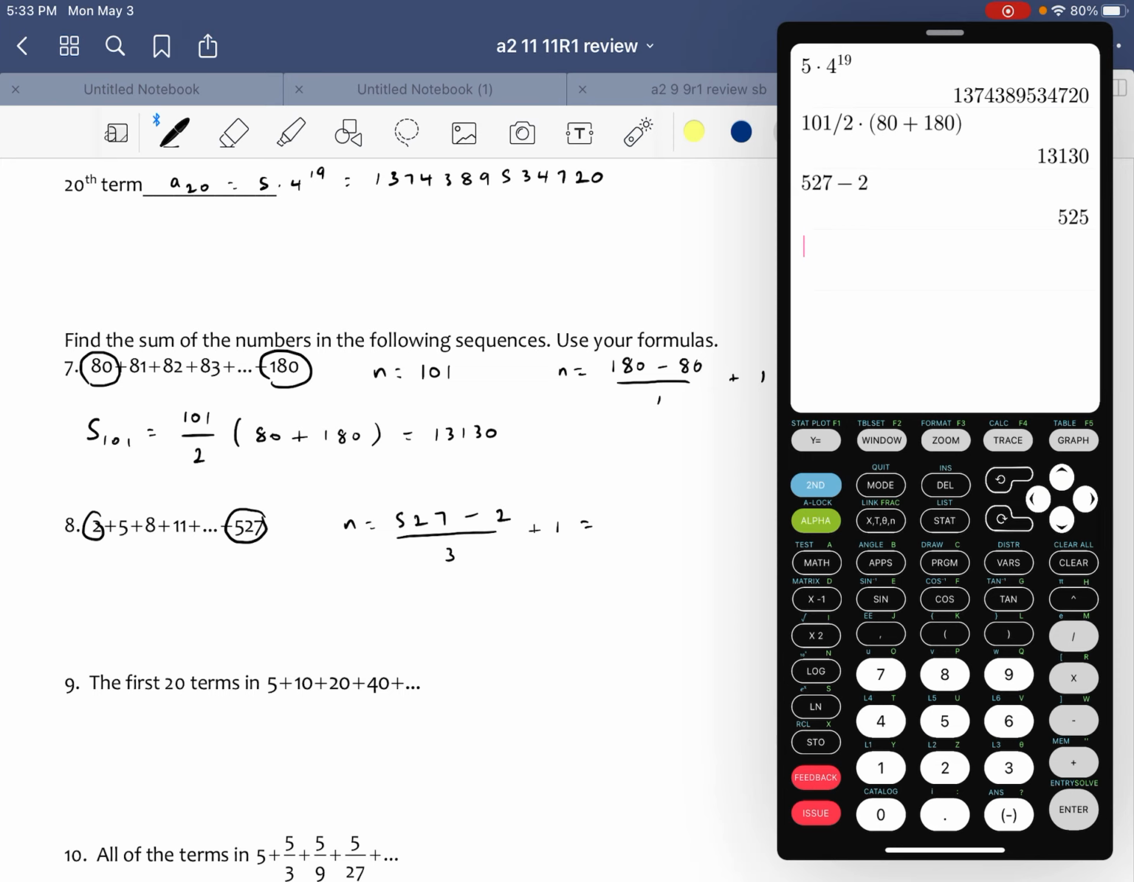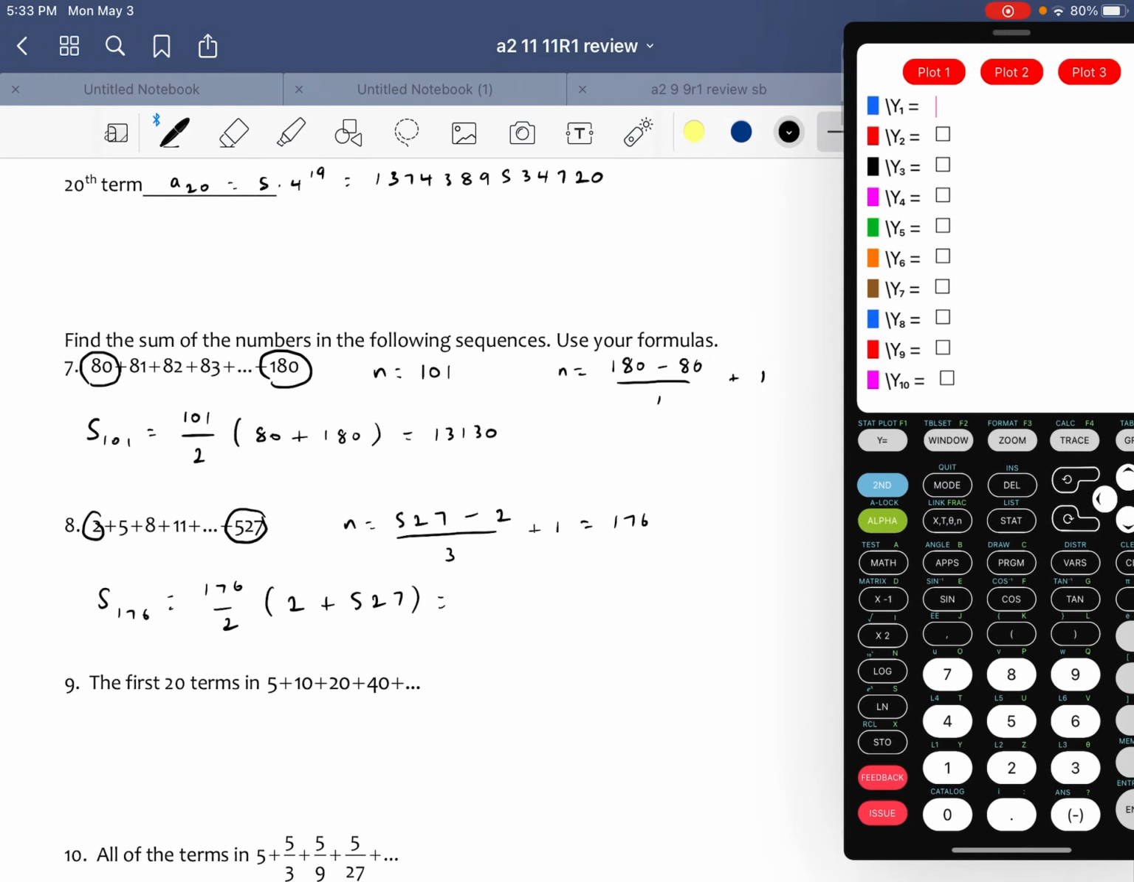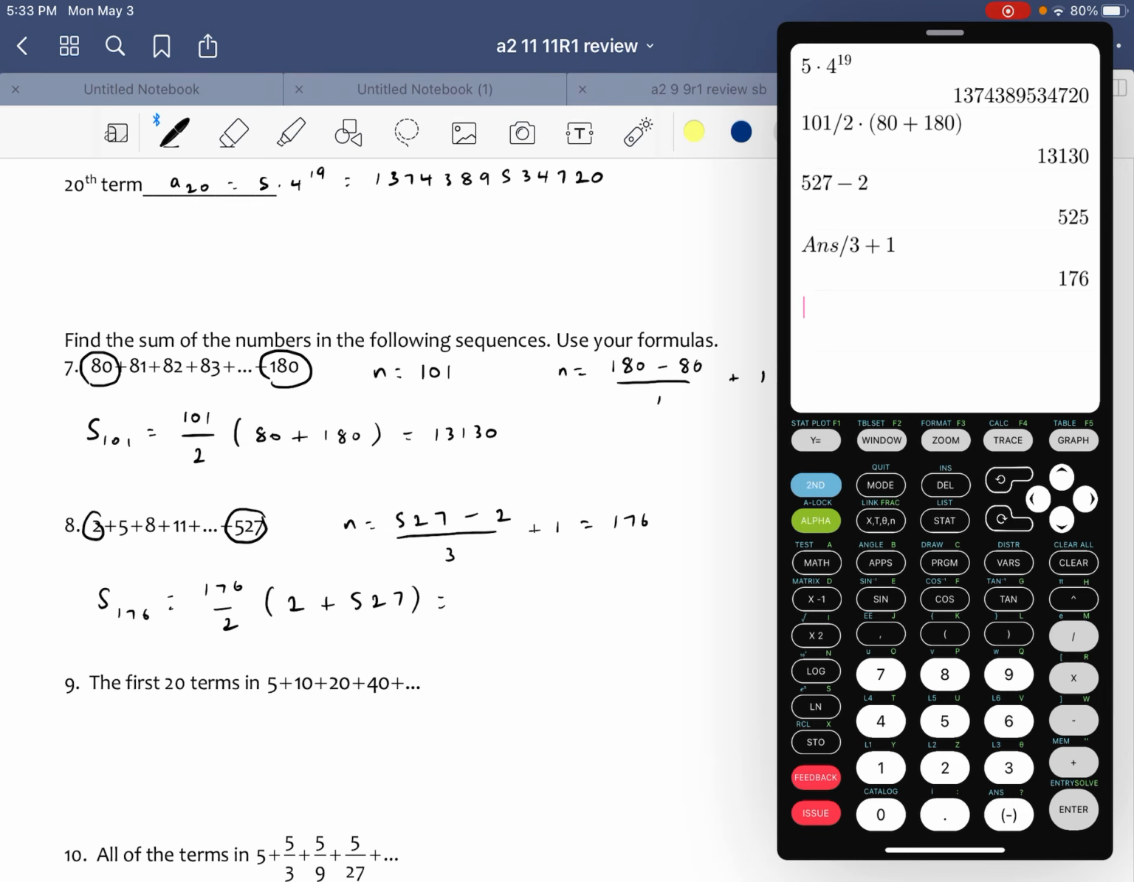527, take away 2. I'll divide that by 3, and then I'll add 1 to that. 176 numbers. So the sum of these 176 numbers is 176 divided by 2, times the first term added to the last term. 46,552.